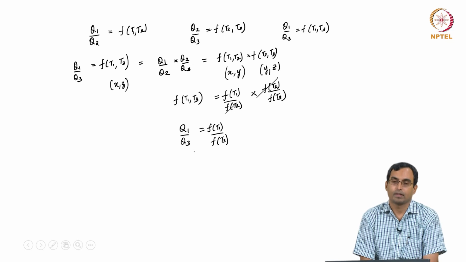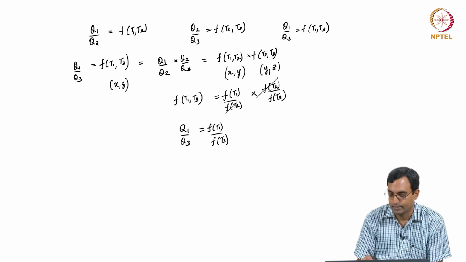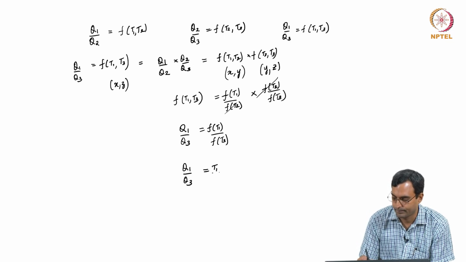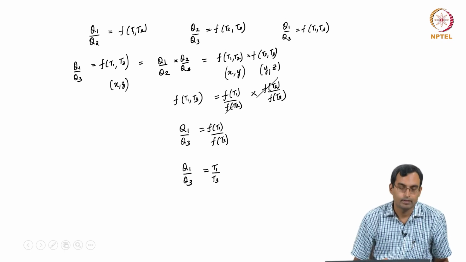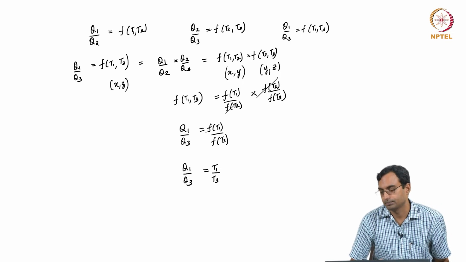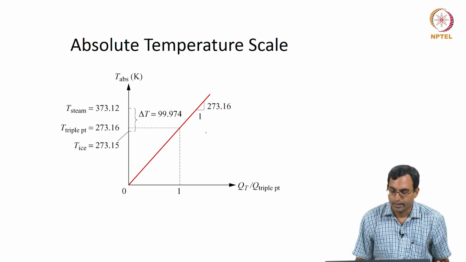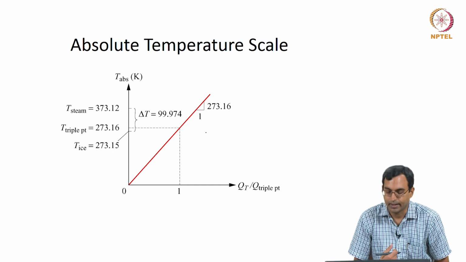So, what he assumed is that Q1 by Q3 is essentially T1 by T3 itself. This is what Kelvin assumed. He said, instead of finding out some function, let me assume that this function is in this form. If you assume that it is in that form, it gives us essentially some kind of a temperature scale.